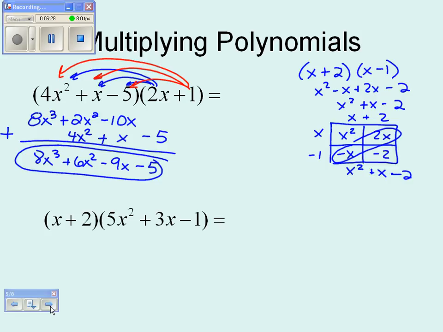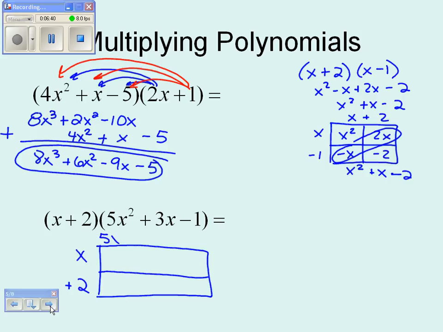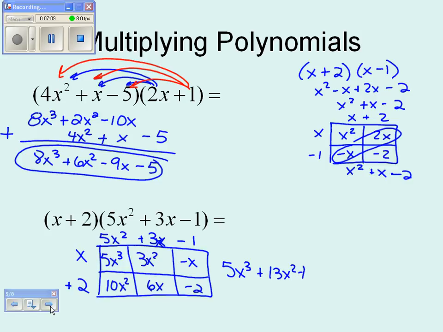Now the next method I'll demonstrate on this one. Instead of doing the arrows, I'm going to set up, instead of a square, something that looks more like a rectangle. So I'll put my x plus 2 here, and then my 5x squared plus 3x minus 1. And so I would get 5x cubed, 3x squared, minus x, 10x squared, 6x, minus 2. And then I want to check along my diagonals if I have like terms, because I can combine those together. So I get 5x cubed plus 13x squared plus 5x minus 2.